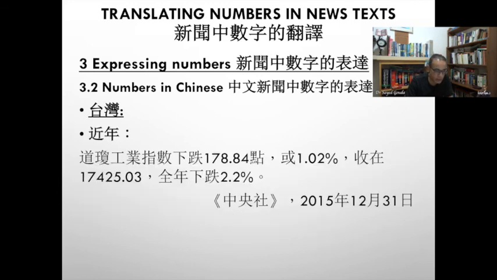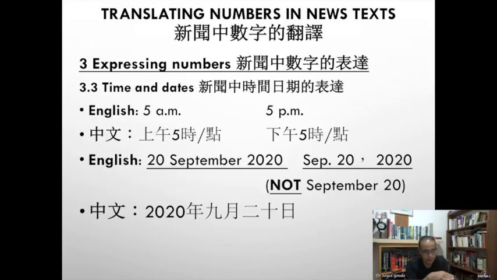The time and dates in English, for example, if we say 5 a.m., in Chinese it would be 上午5时 or 上午5点.